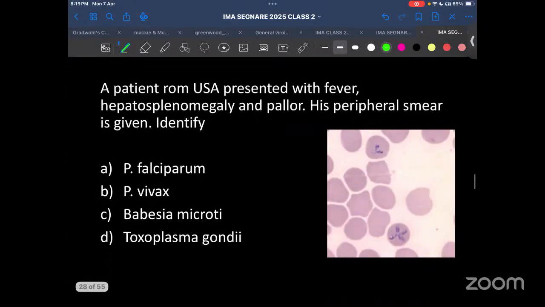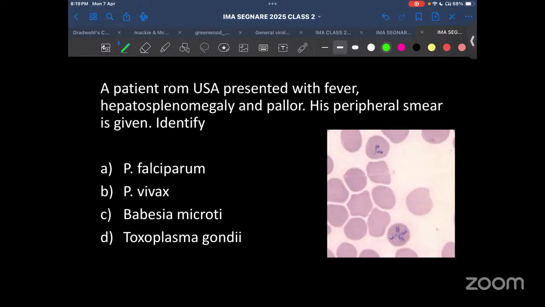Now we come to our next question. A patient from the USA presented with fever, hepatosplenomegaly, and pallor. His peripheral smear is given below. Identify. See, answer this question. This is a very easy question, it is glaring at you. Please answer this question. Even if you get it wrong, no problem.